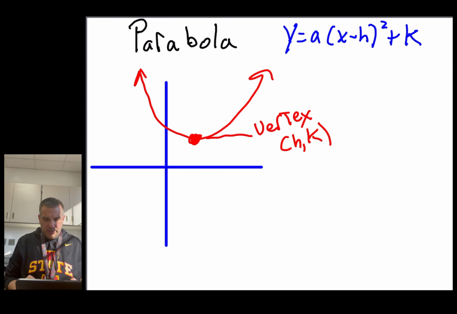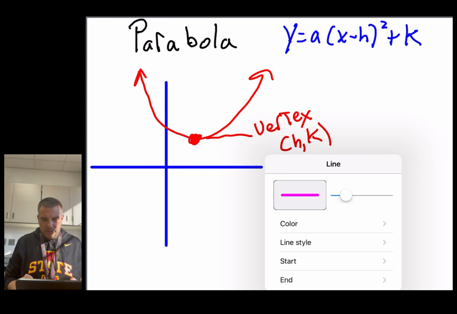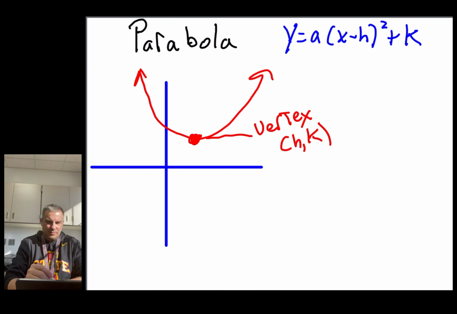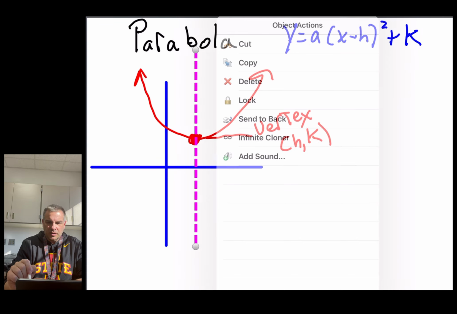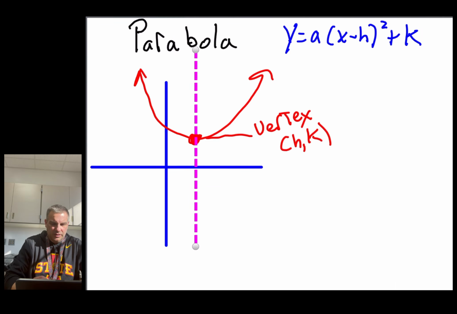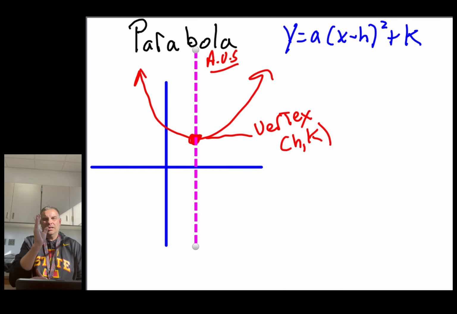The other thing that we talked quite a bit about was this axis of symmetry line. If we took this vertical line down through the vertex, we called that our axis of symmetry line, and we just labeled it the AOS. It was that x is equal to line. And those are really the two things that we concentrated on as far as making them. And then we did talk about graphing them.